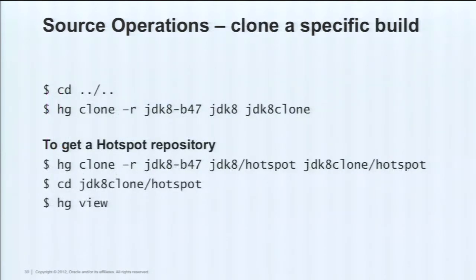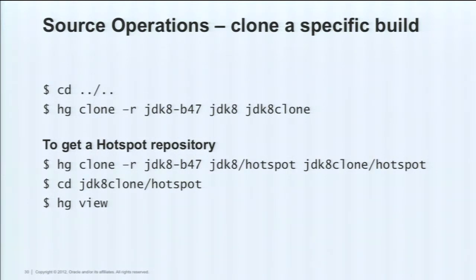And how to clone a specific build? If you'd like to clone build 47 of OpenJDK, just run the command hg clone, specify -r b47, and then from the source directory to the destination directory. If you would like to clone the hotspot repository, just run the same command for hotspot.